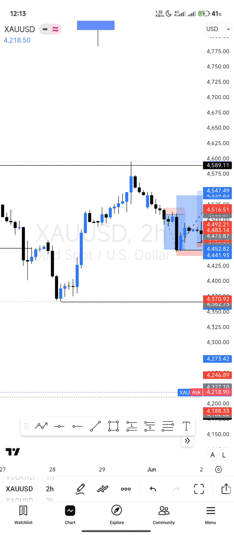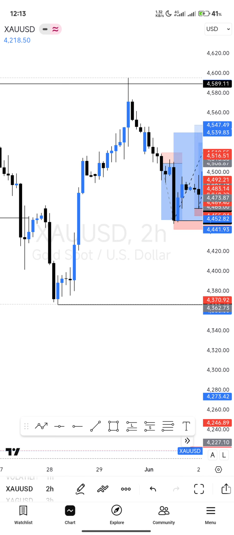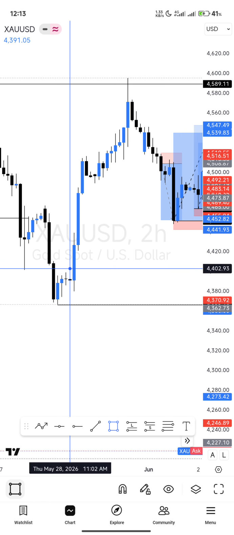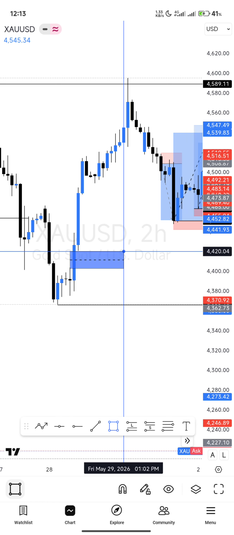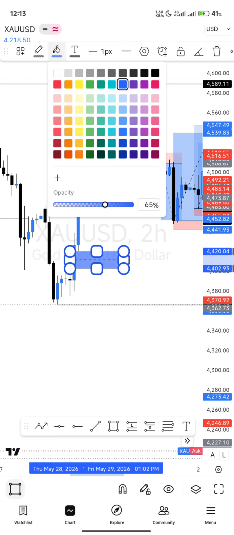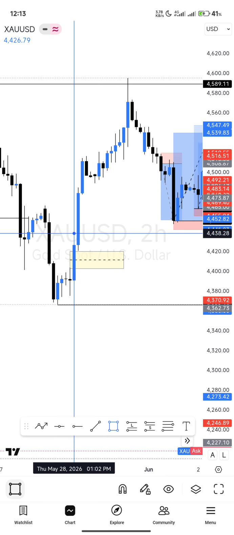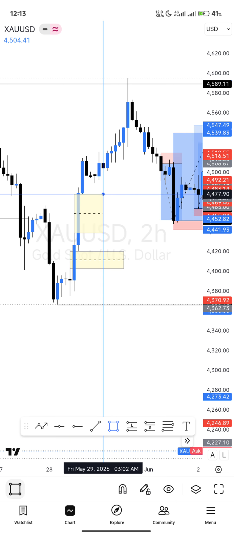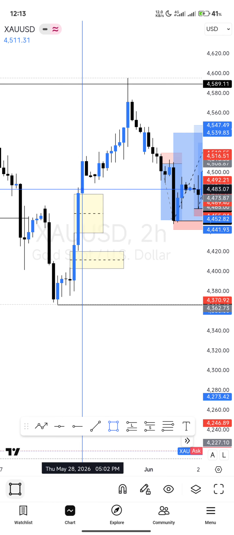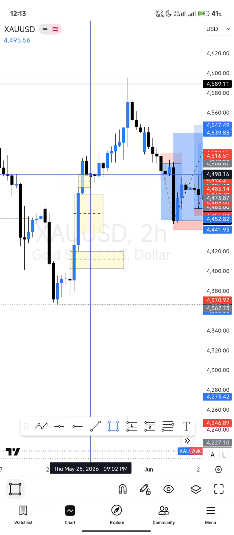So take for example, this is a fair value gap. See, from here down here, it's a fair value gap. That's a fair value gap. Can you see that? This is also a fair value gap. This is also a fair value gap. Right here.